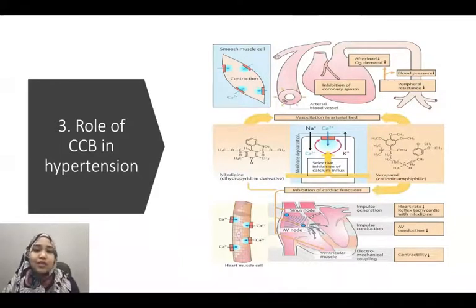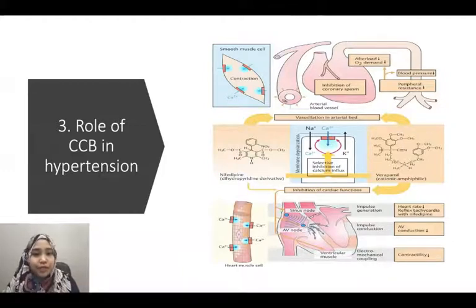So in this case, the afterload is reduced, which will then affect the blood pressure, where the pressure will then lower as well. And not only that, vasodilation will cause inhibition of coronary spasm, which is the constriction of the coronary arteries that sends the blood into the heart.